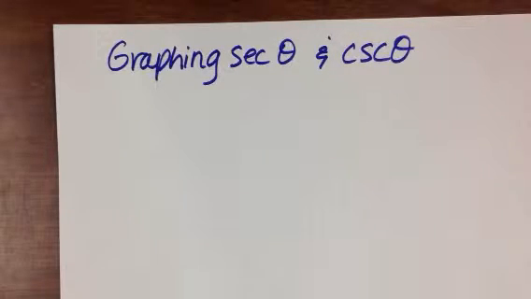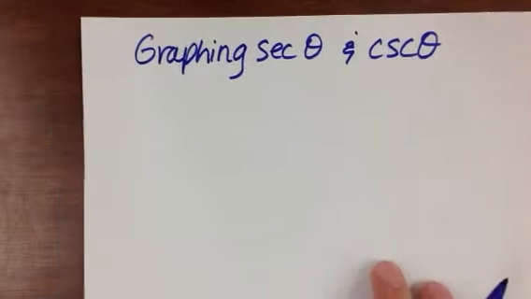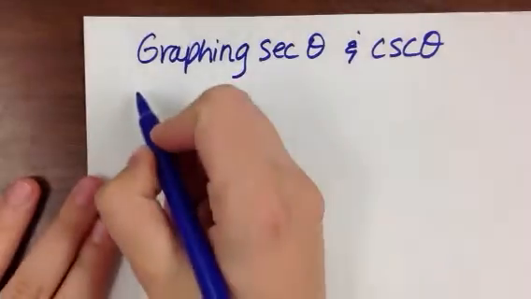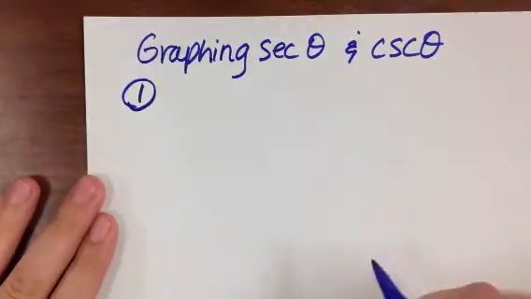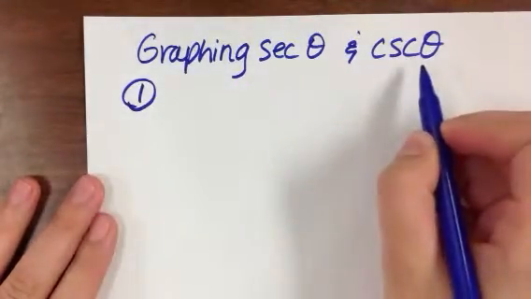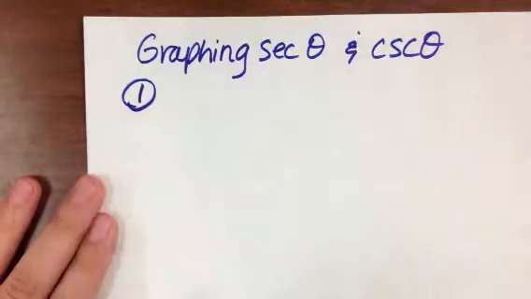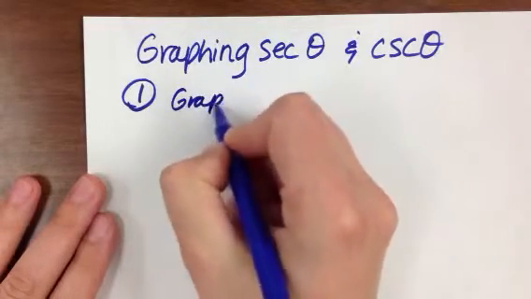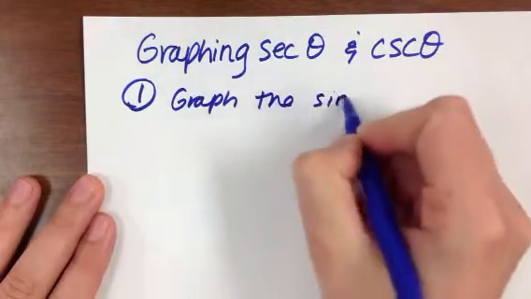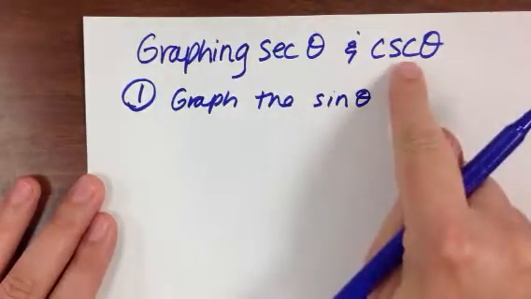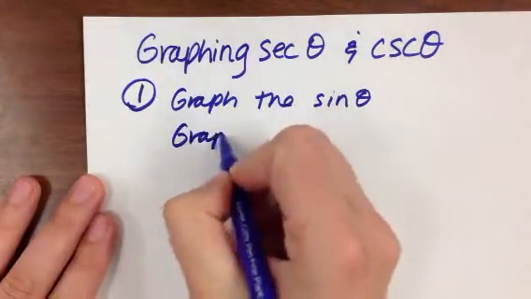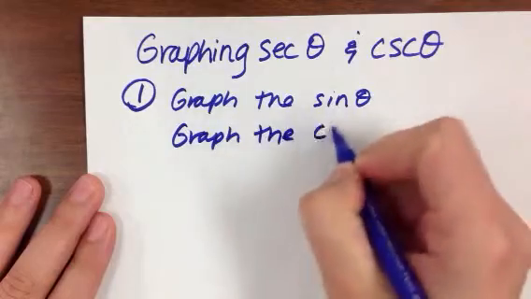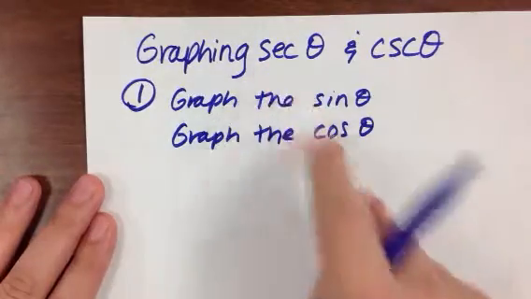I just want to show you a couple tricks of the trade in graphing secant and cosecant. It makes it pretty easy to graph. Okay, so four steps. Step 1, if you're given the secant or the cosecant function, you're already very familiar graphing cosine and sine. So I want you to first graph the sine function if it's a cosecant, or graph the cosine function if it's a secant graph.